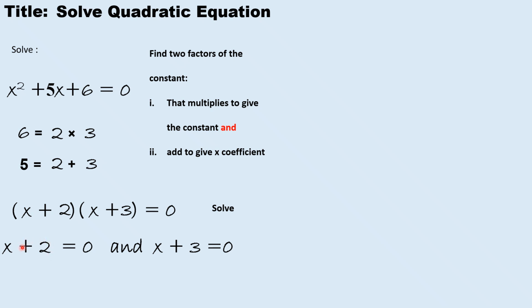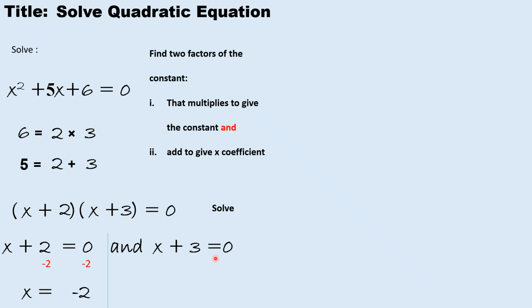Remember, to solve this equation, you should undo your add 2, and the reverse of add 2 is subtract 2. Remember to subtract 2 from the left hand side of the equation and also the right hand side of the equation. Therefore, x is minus 2. And then let's solve the other part of the equation.